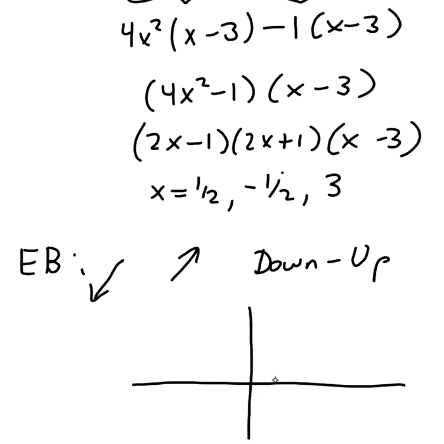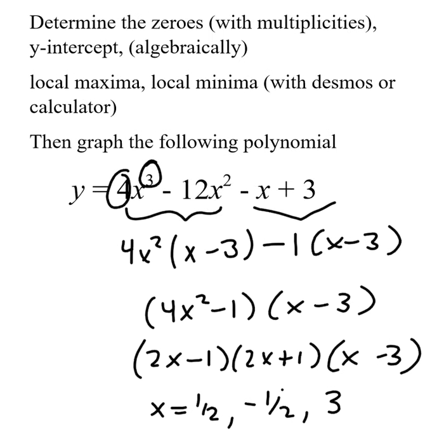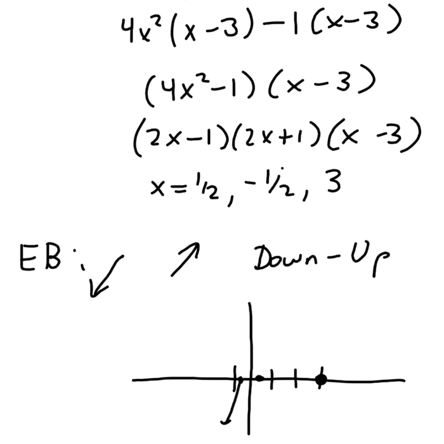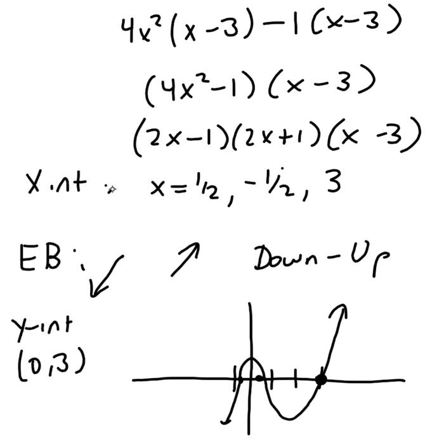And so I cross at 1/2, negative 1/2, and 3. This part is going down. My y-intercept is positive 3. So I'm going to add that. Those are x-intercepts. So there's my x-intercepts, my end behavior, and my y-intercept, and that made my sketch.